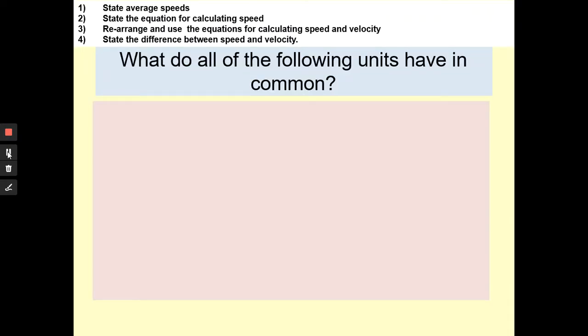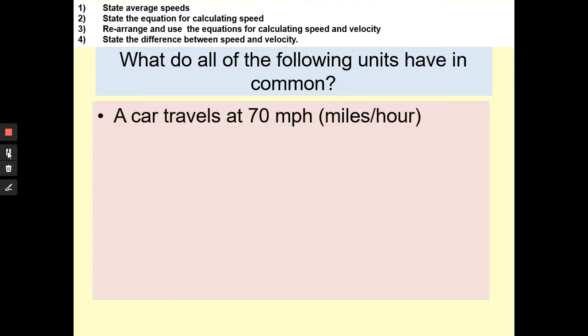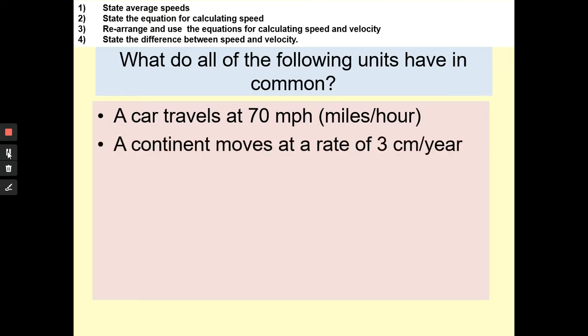So let's have a look at some standard ideas. I'm going to put a few units up and I want you to consider what they have in common. I've got a car travelling at 70 miles per hour, a continent moving at 3 centimetres per year, and a bullet travelling at 330 metres per second.